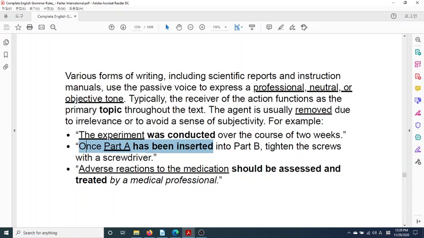Once part A has been inserted into part B, tighten the screws with a screwdriver. They don't have to say the agent. In this case, the agent is you. You're doing the screwing, right? This is an instruction manual. They don't have to say you. They can just keep a very neutral tone. Anyone can screw it in. It can be you. It can be your mom. Who cares?